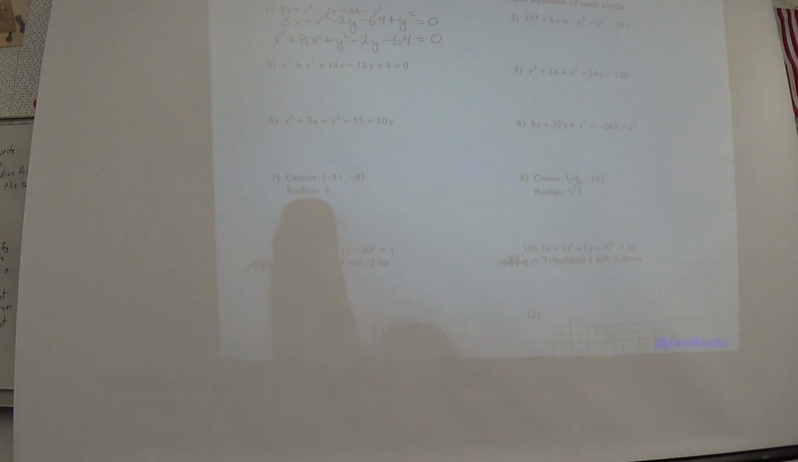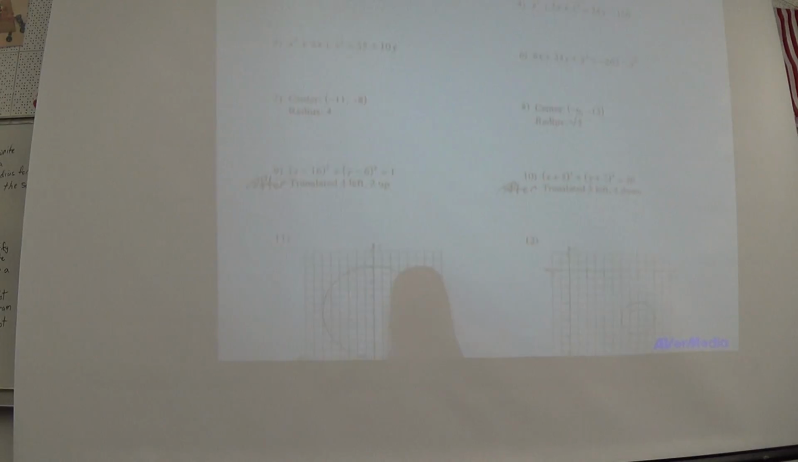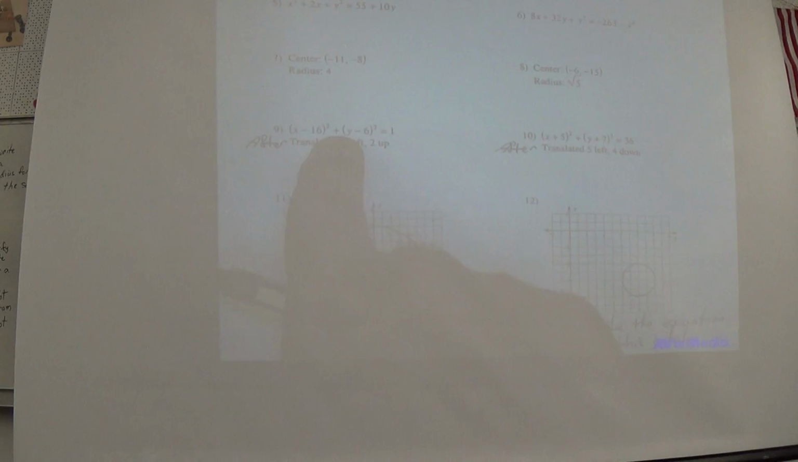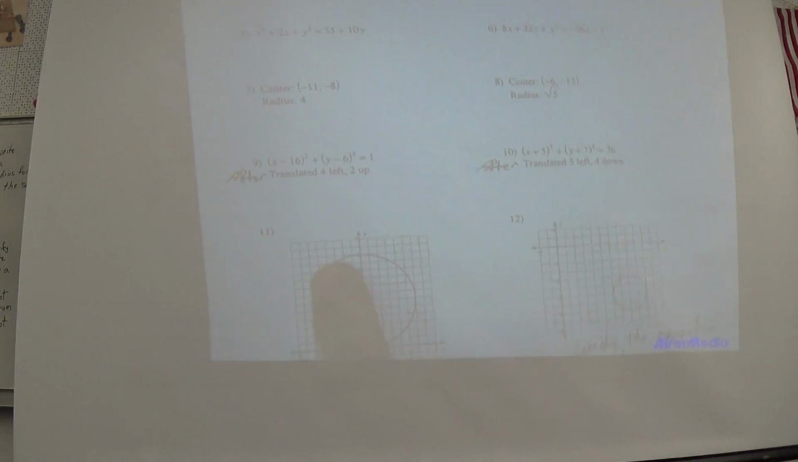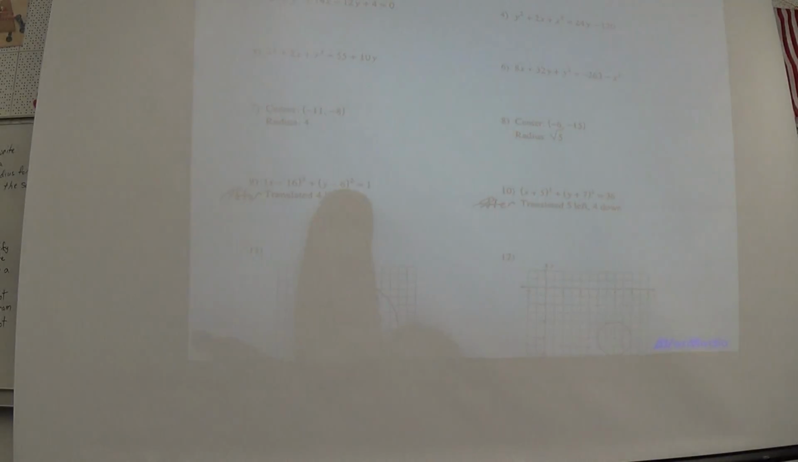If you look at number 7, this is already set up, ready for you to write the equation of the circle, and so is number 8. Number 9, this is an equation of a circle. Okay? What we want to know, if you look here, we want to know the new equation of the circle after this circle here is translated 4 units to the left and 2 units up.